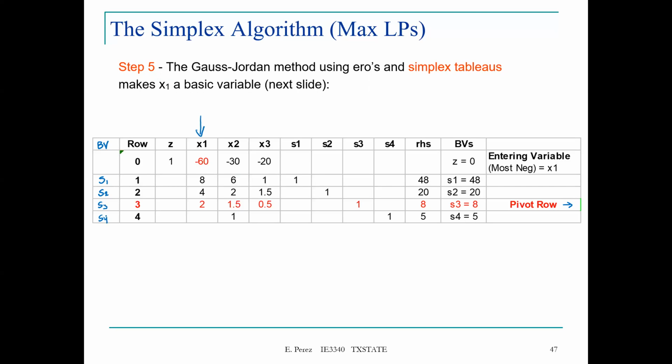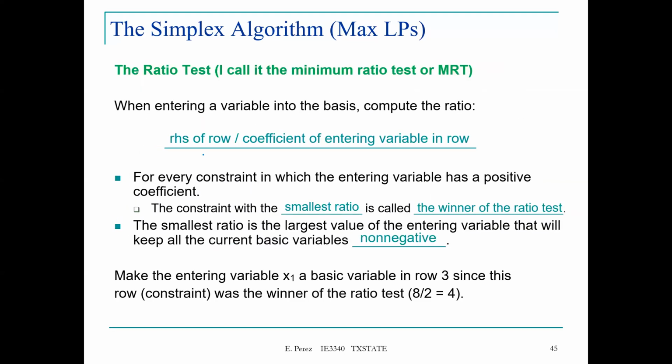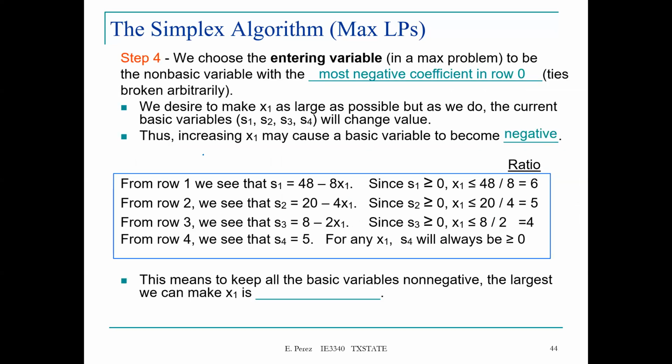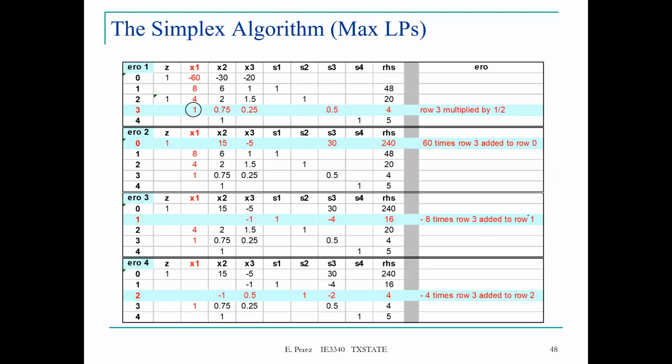Okay, so X1 is entering, right? We found that we don't have an optimal solution yet. So by looking at the most negative value here in row 0, we found out that minus 60 is the most negative value. So X1 is entering. And then we know that S3, based on the minimum ratio test, which we perform here, we look at these ratios, 6, 5, and 4. Row 3 gives us the minimum. So this guy is leaving. S3 is leaving.